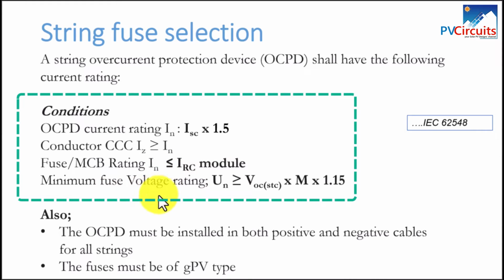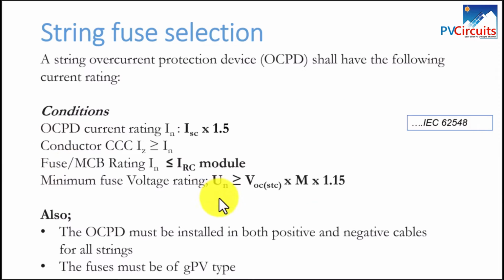The minimum fuse voltage rating should be such that it is greater than or equal to the open circuit voltage times the number of panels in that series times 1.15. So these 4 conditions are critical in selecting the fuse.